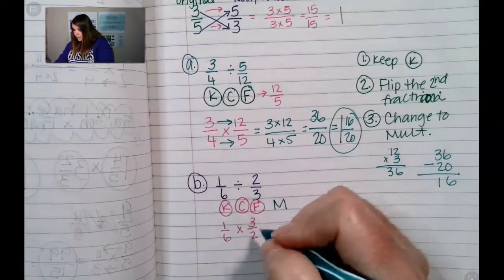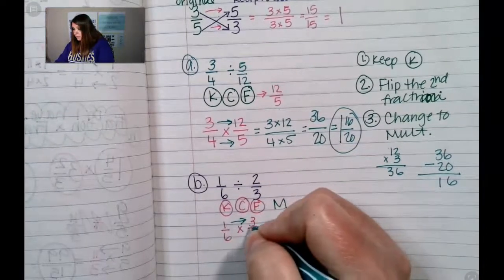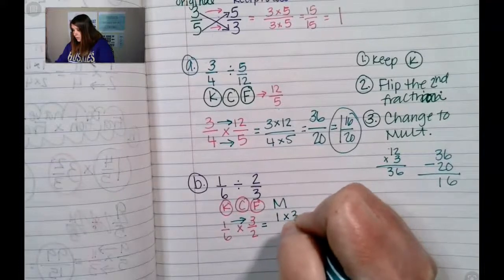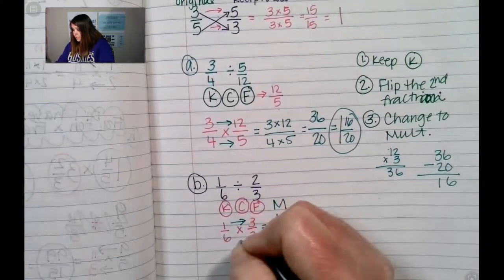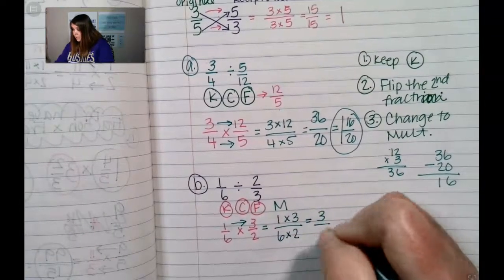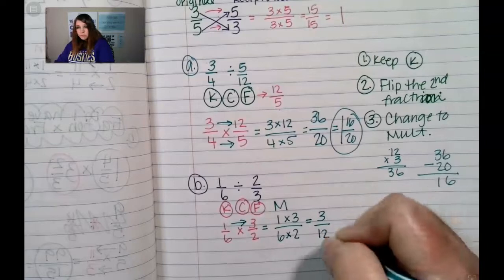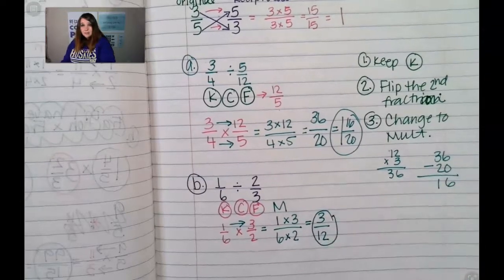All right, here we go. We're going to multiply. 1 times 3 is 3. 6 times 2 is 12. 3/12. That is it.